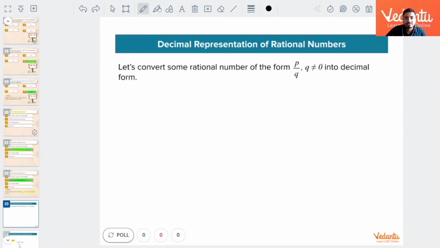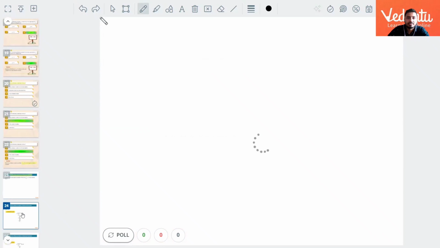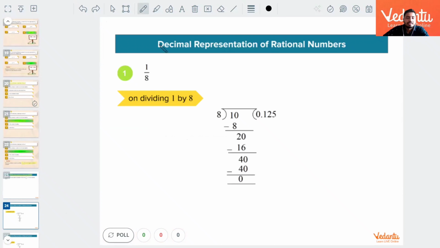Decimal representation of rational numbers. Let's convert some of the following numbers, which are in the form of p by q, into decimal form. Are you ready with this? Okay, fine. So 1 by 8. How to represent 1 by 8? Just solve by dividing.